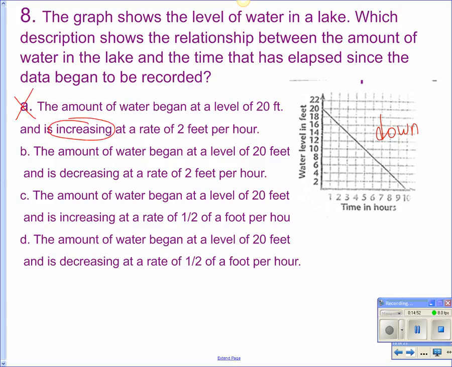Allison? Yep, C also says increasing. So I can narrow it down to a 50-50 chance without doing hardly any work. So that's pretty good. I can narrow it down to 2 choices just by noticing it's decreasing. Both of these say it begins at 20. Both of them say it begins at 20. Is that true? Does the line start at 20? Okay. This one says it decreases by 2. This one says it decreases by 1/2. Okay, so let's pick 2 points.